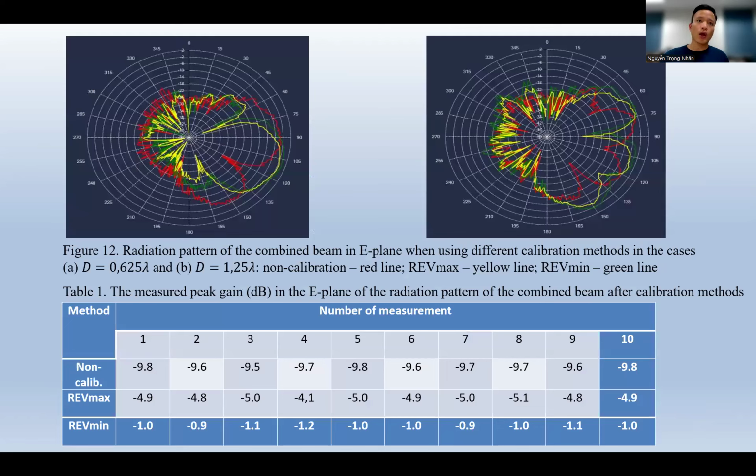Figure 12 and table 1 show that upon doubling the distance d between elements of the array, the peak and width of the side lobes also change. Different noise has a relatively large influence on the radiation pattern of the combined beam. However, the minimum point finding method still ensures a better radiation pattern than the maximum point finding method.